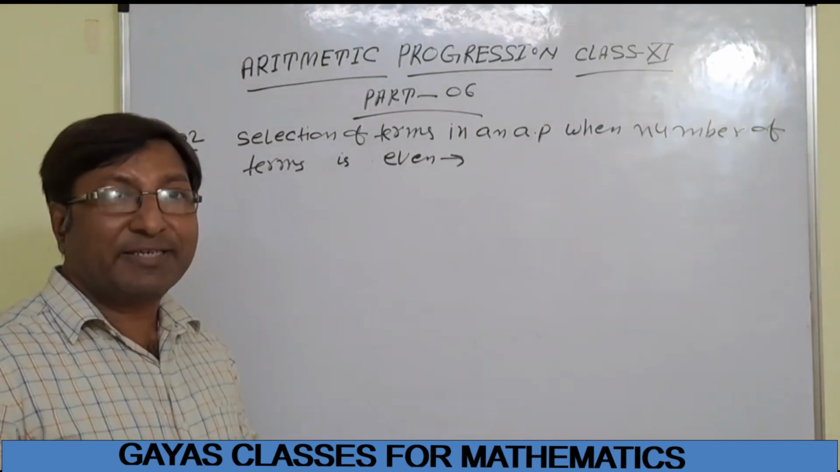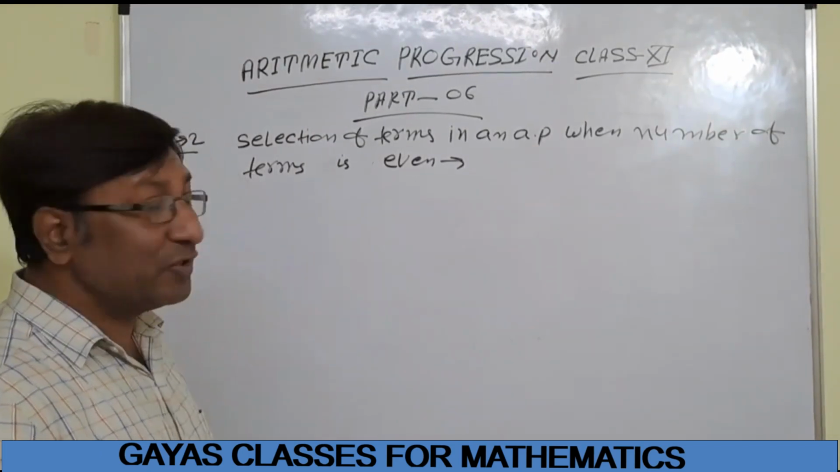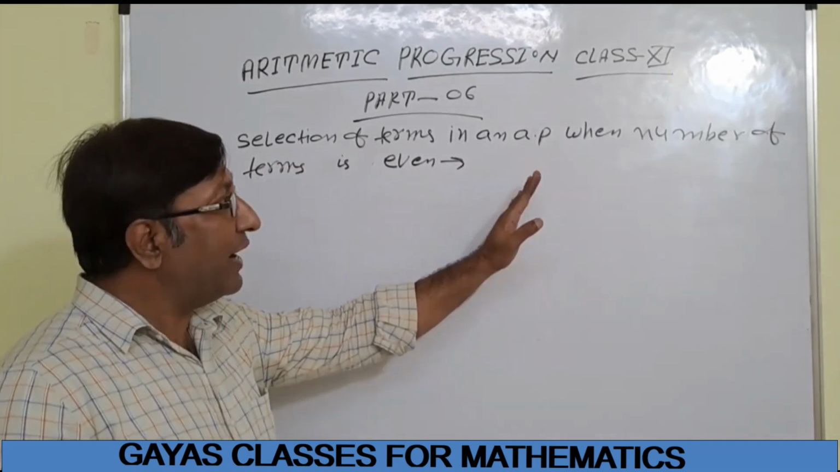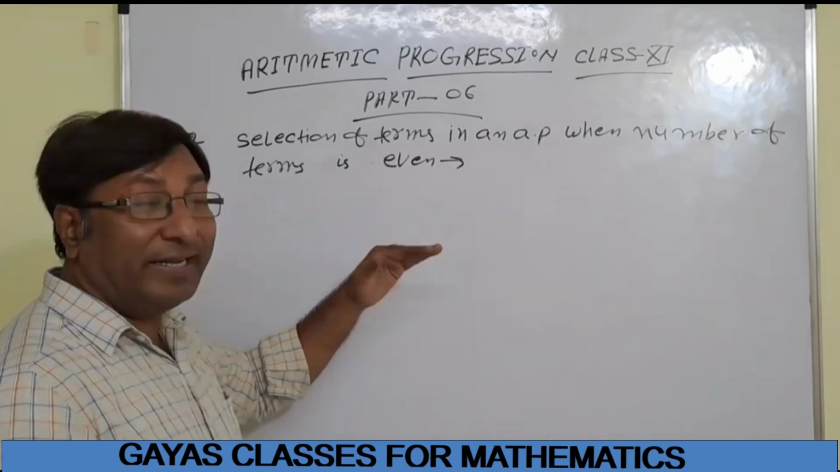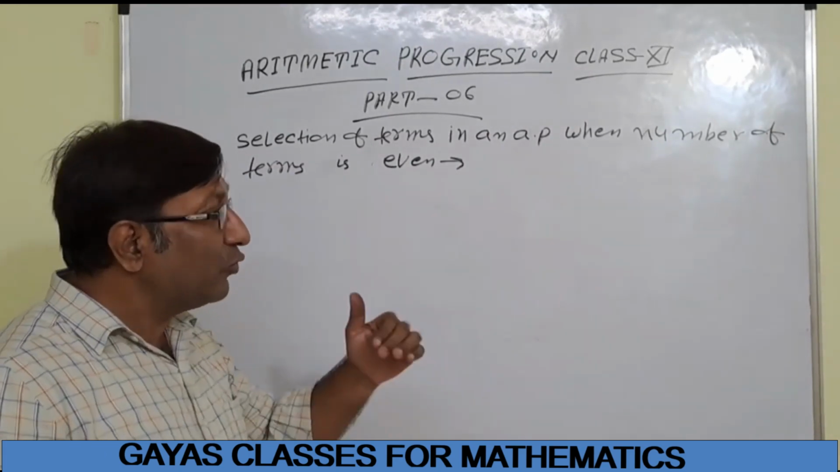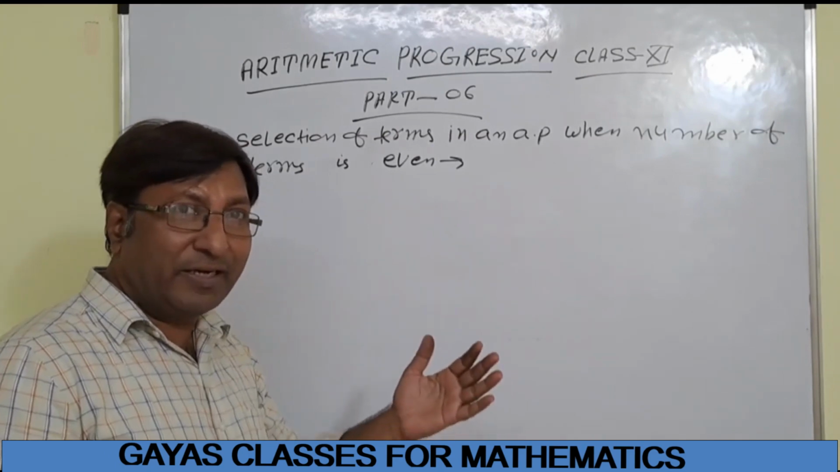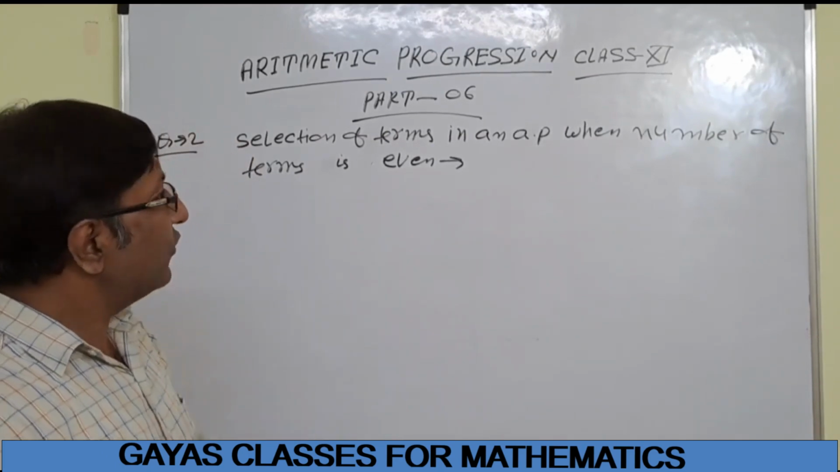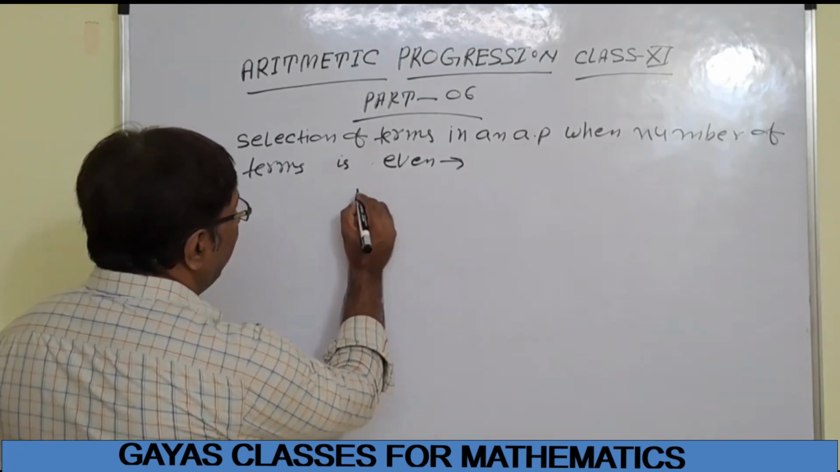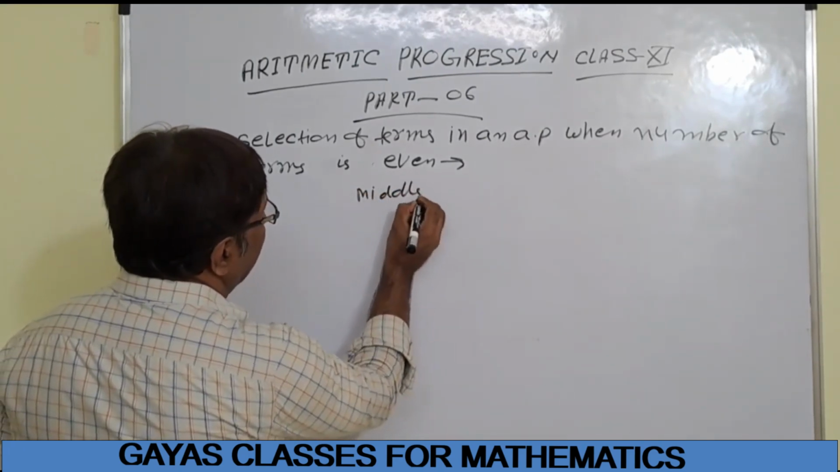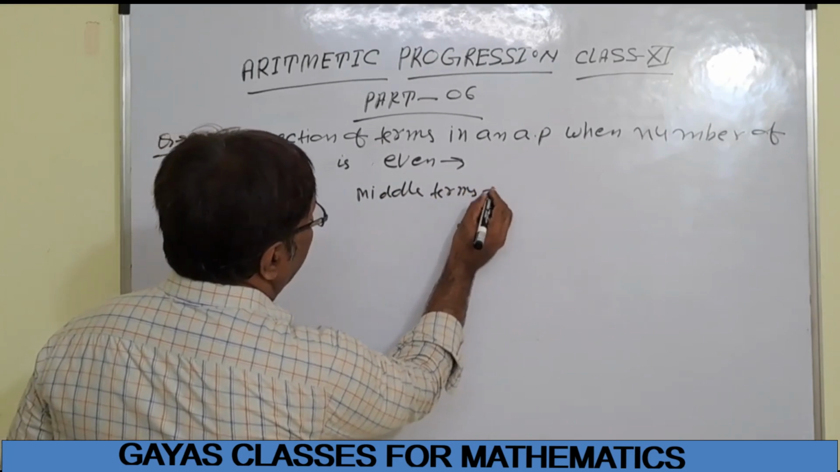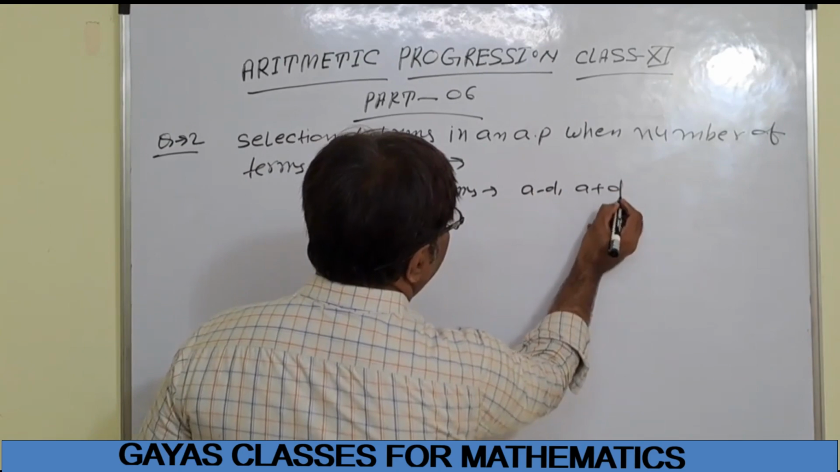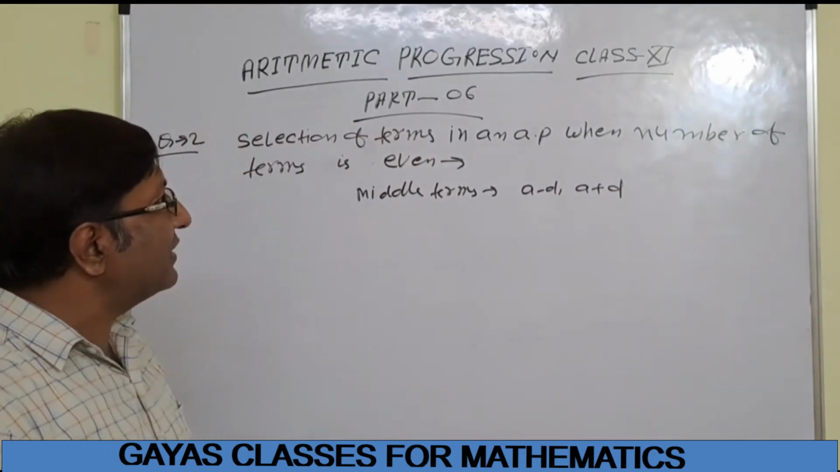Now see the next important concept: selection of terms in an AP when the number of terms is even. Suppose we are finding 2 terms in AP, 4 terms in AP, 6 terms in AP, 8 terms in AP. Then what is the technique? Always fill the middle terms first. The middle terms will be A minus D and A plus D, because the number of terms is even.